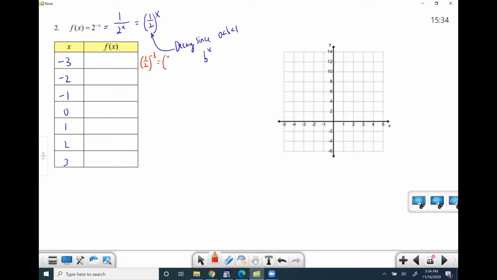You flip it, and then you make it a +3. So 2/1 is just 2. So this is really 2 to the 3rd. So 2 times 2 times 2. So 2 times 2 is 4. 4 times 2 is 8. So this is going to be 8.